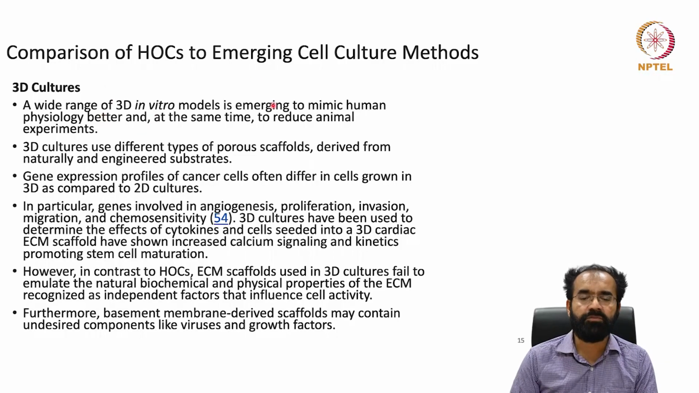So if you look at a comparison of different culturing methods, a wide range of 3D in vitro models is emerging to mimic human physiology better, and at the same time to reduce animal experiments. 3D cultures use different types of porous scaffolds derived from naturally engineered substrates, and gene expression profiles of cancer cells often differ in cells grown in 3D as compared to 2D cultures. In particular, genes involved in angiogenesis, proliferation, invasion, migration, and chemosensitivity.